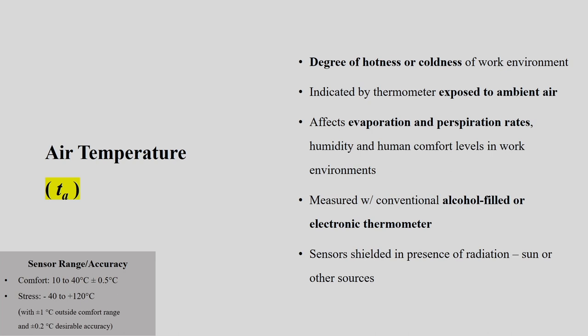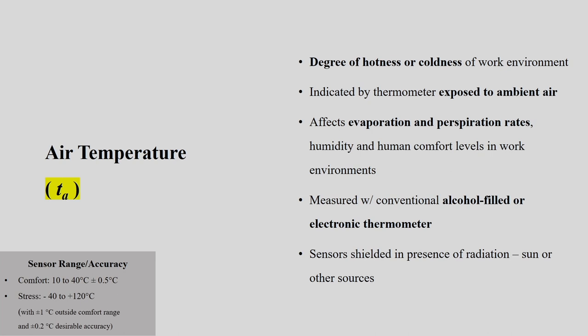It affects the evaporation and perspiration rate, humidity and human comfort level in the work environment. It can be measured with a conventional alcohol-filled or electronic thermometer, and the sensor should be shielded, because the presence of radiation, that is the sun or any other sources, can also affect the air temperature reading.